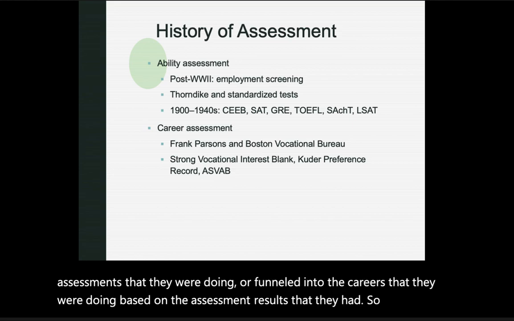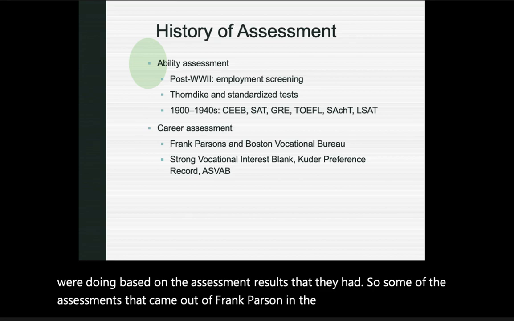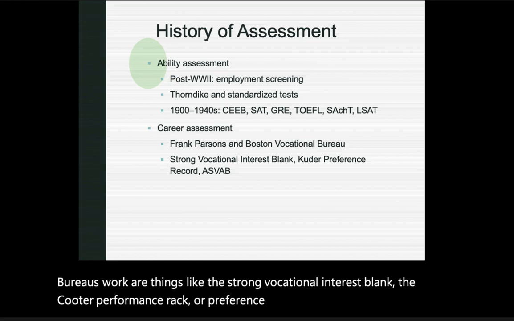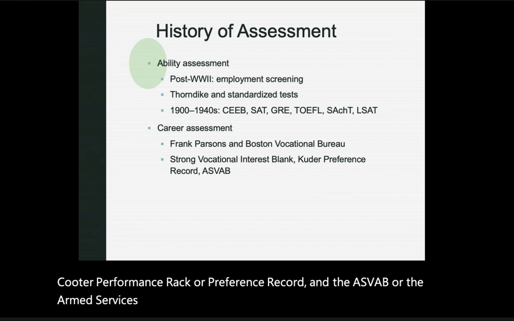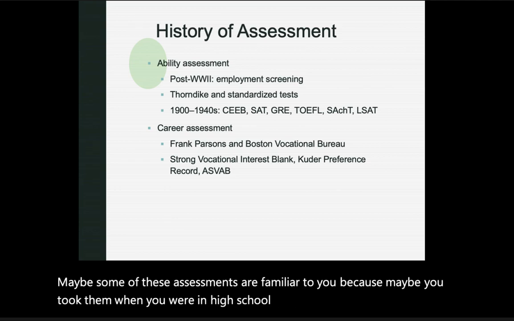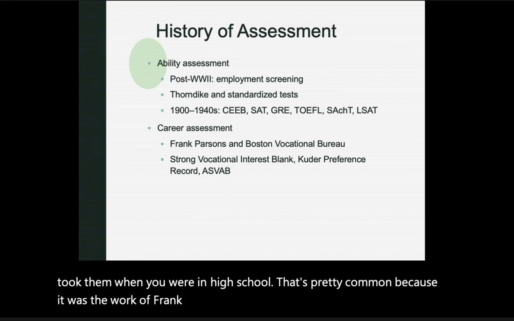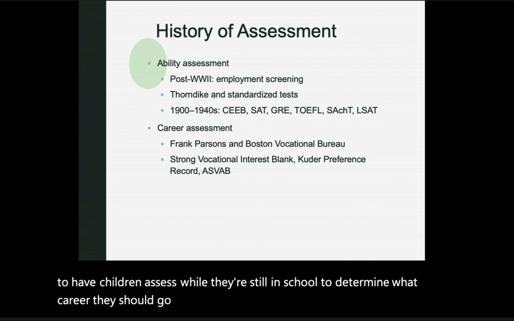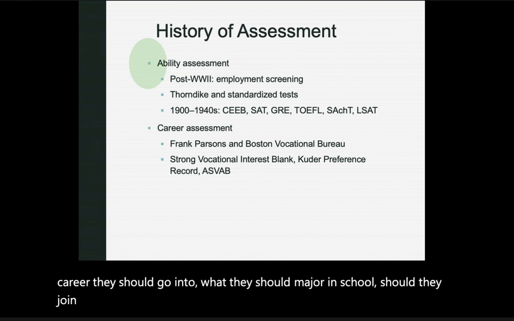So, some of the assessments that came out of Frank Parsons and the Boston Vocational Bureau's work are things like the Strong Vocational Interest Blank, the Kuder Preference Record, and the ASVAB, or the Armed Services Vocational Aptitude Battery. Maybe some of these assessments are familiar to you because maybe you took them when you were in high school. That's pretty common because it was the work of Frank Parsons that really emphasized, all right, we need to have children assessed while they're still in school to determine what career they should go into, what they should major in school. Should they join the Army? What should they do with their time moving forward?